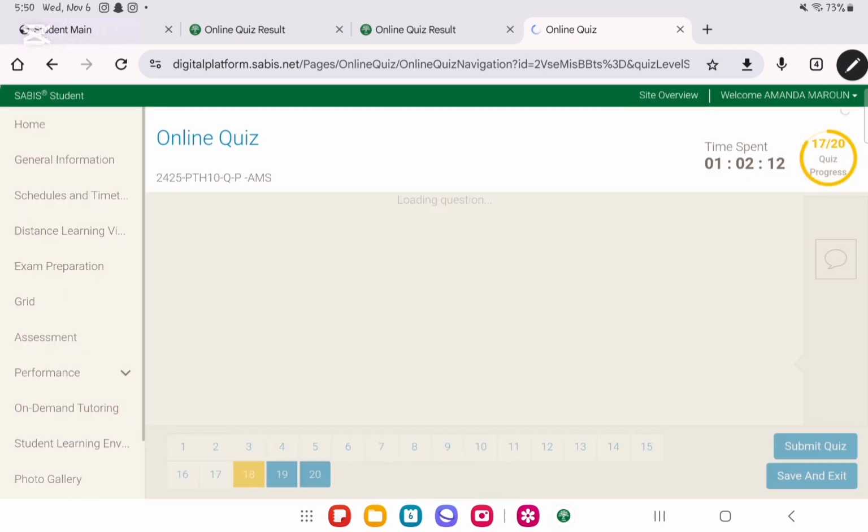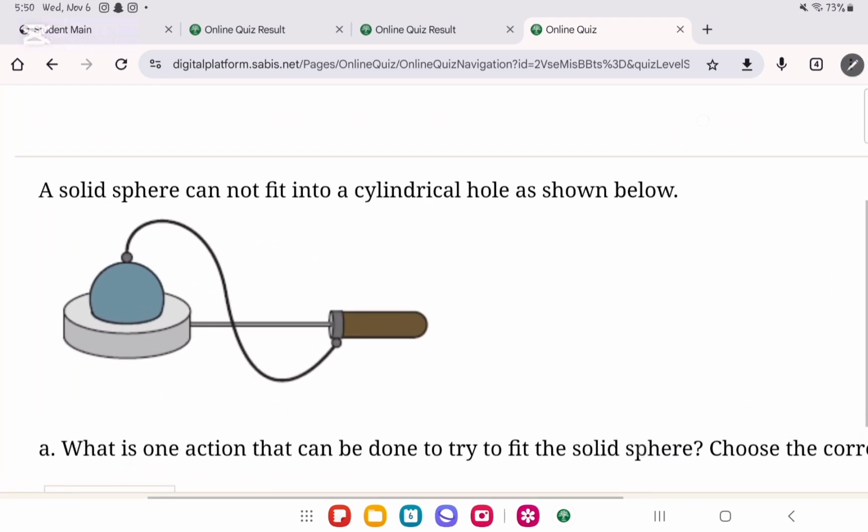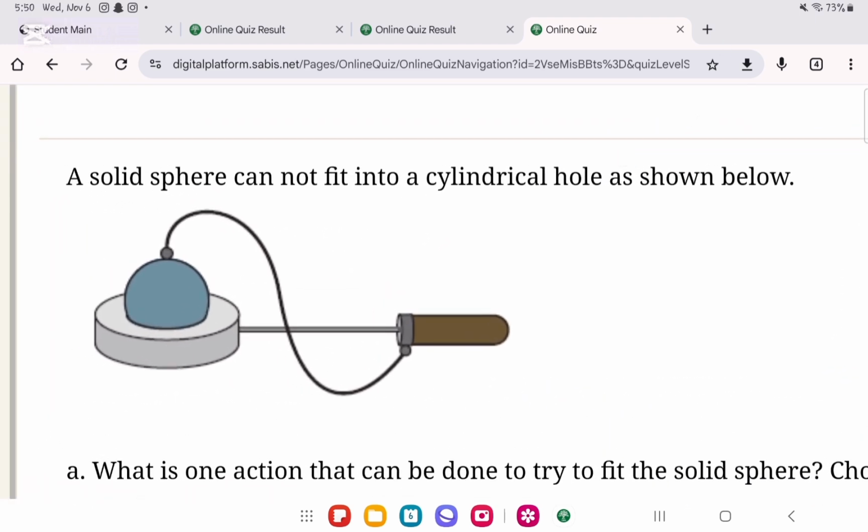Then we move on to question number 18. A solid sphere cannot fit into a cylindrical hole as shown below. Very nice example. To make the solid sphere fit, what we are going to do is either heat, let me use a different color to represent heat, we are going to either heat the cylindrical hole, or cool the ball.